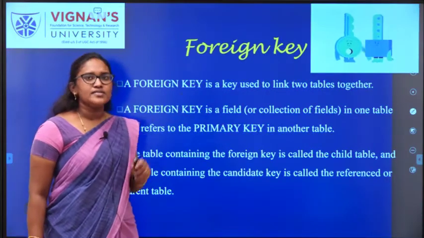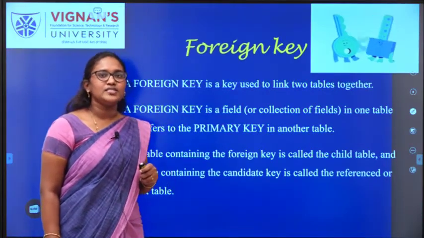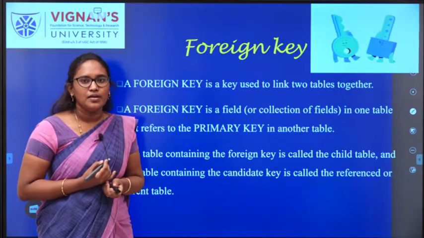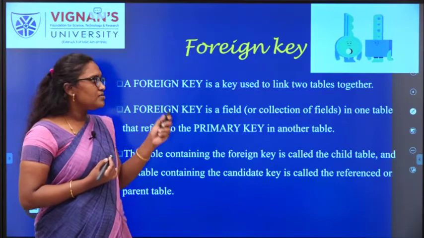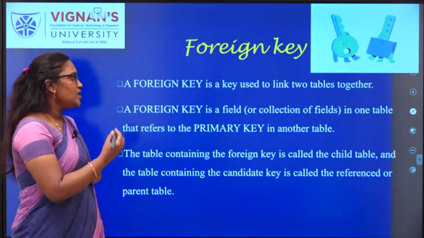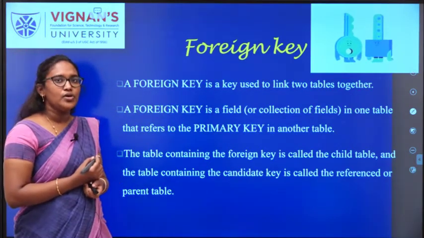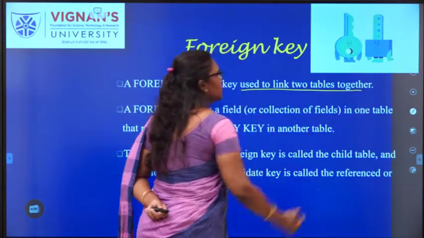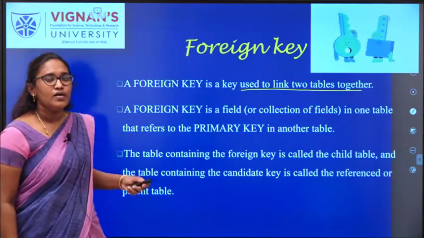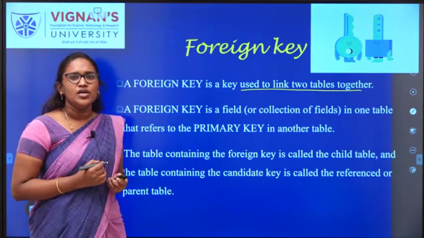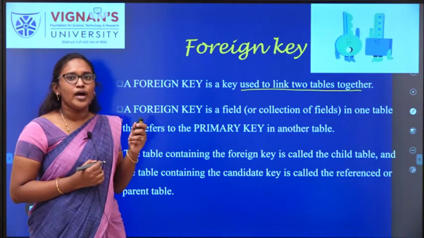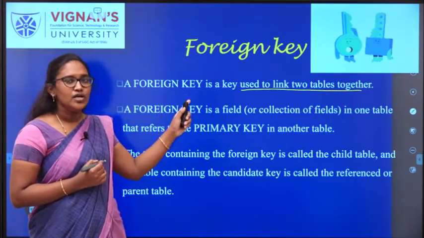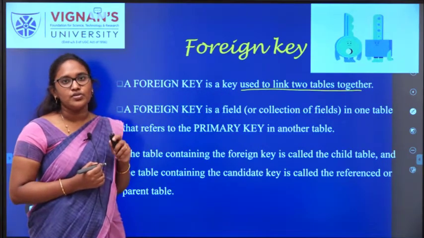Next, what is the meaning of a foreign key? The next key is the foreign key. In the previous key, the primary key, you have seen the relation within one table. Here one very important thing you have to understand is that it is used to link two tables together. In the primary key you identified the relation only in one table, but here you are connecting two tables.